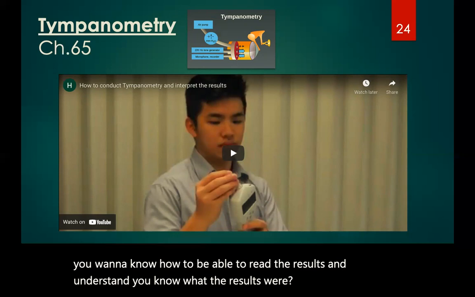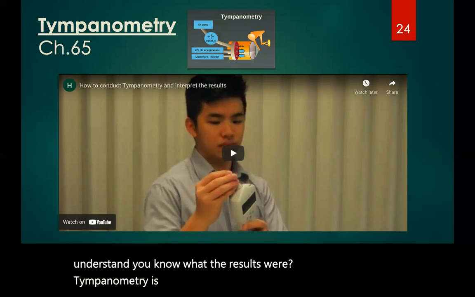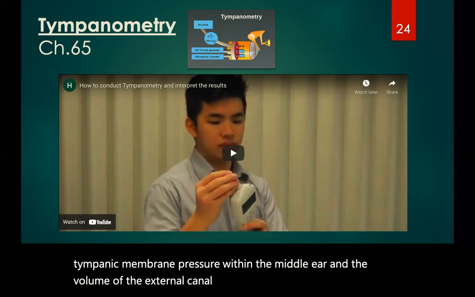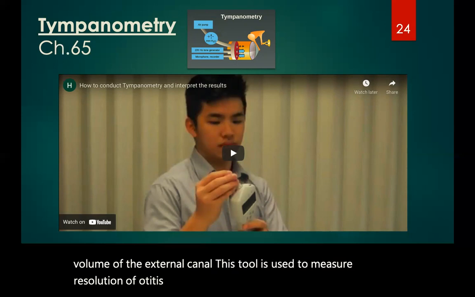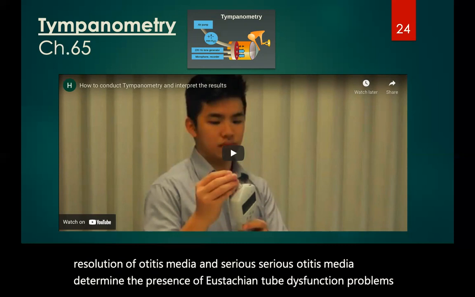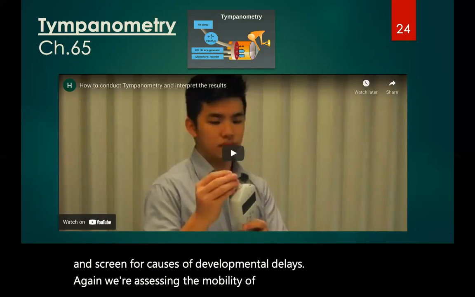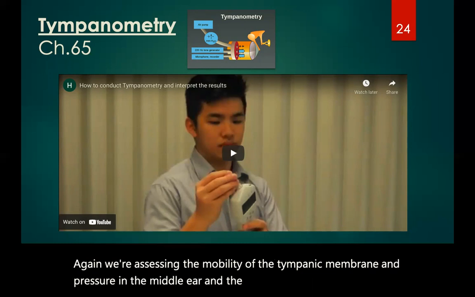Now, tympanometry is an objective assessment tool for the mobility of the tympanic membrane, pressure within the middle ear, and the volume of the external canal. This tool is used to measure resolution of otitis media and serous otitis media, determine the presence of eustachian tube dysfunction problems, and screen for causes of developmental delays. Again, we're assessing the mobility of the tympanic membrane and pressure in the middle ear and the eustachian tube dysfunction.